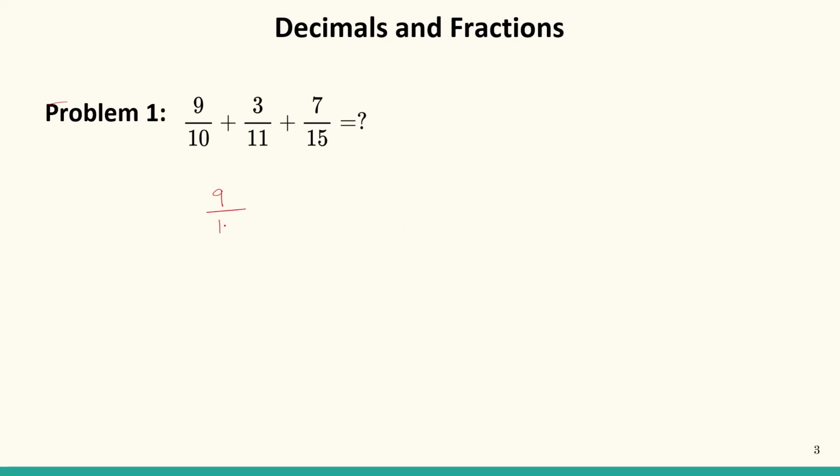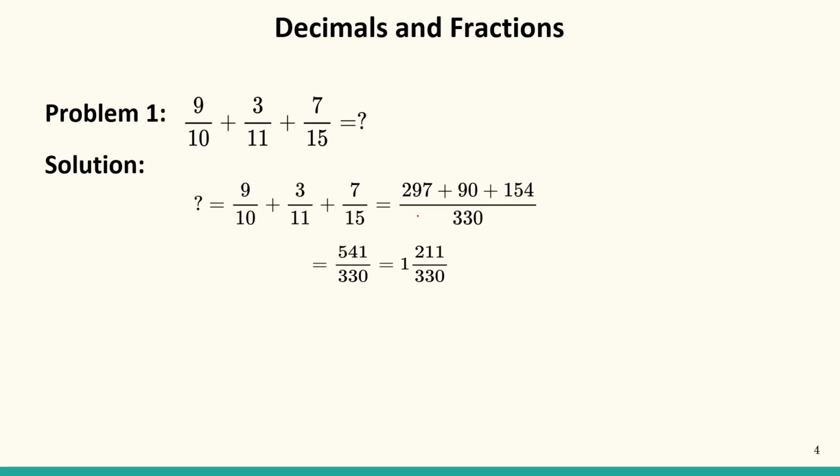Problem number 1 tells us: 9 by 10 plus 3 by 11 plus 7 by 15. So what we need to do here is take the LCM, the lowest common multiple of the denominators. Here you have 10, then 11, then 15. First, you have to find the LCM of 10, 11, 15.